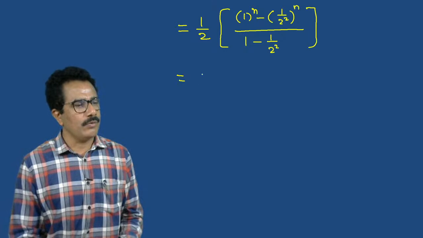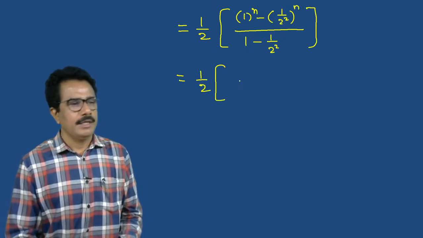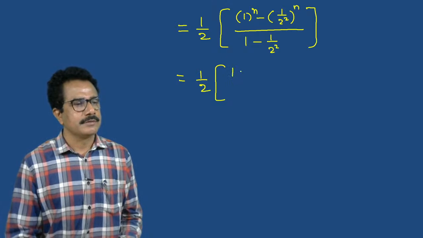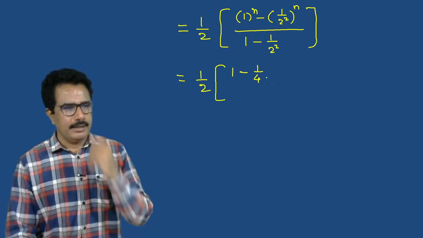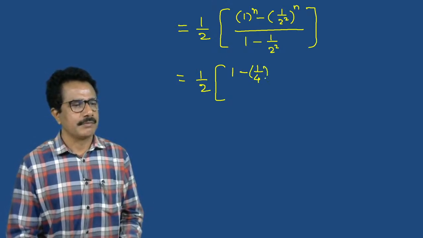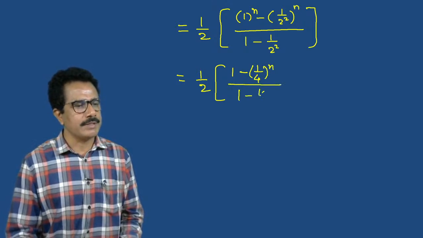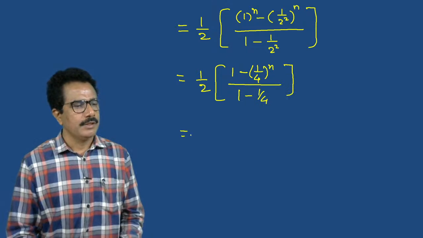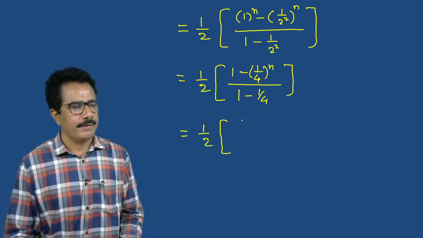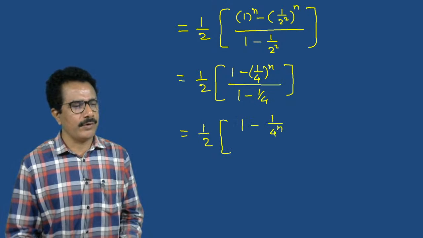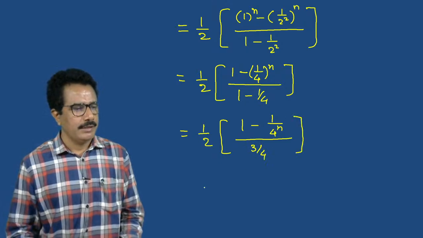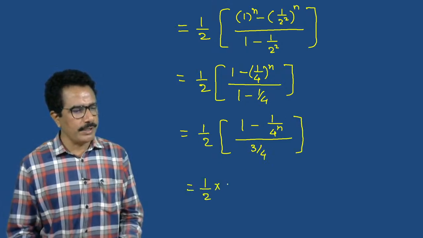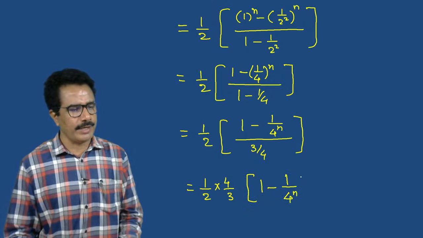So solve this: 1 by 2 into 1 minus 1 by 4, bracket raised to n, divided by 1 minus 1 by 4. So 1 by 2, 1 minus 1 upon 4 raised to n divided by 3 by 4. So we can write 1 by 2 into 4 by 3 into 1 minus 1 upon 4 raised to n.